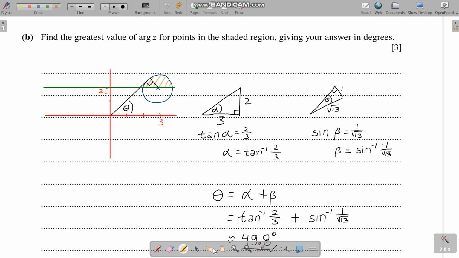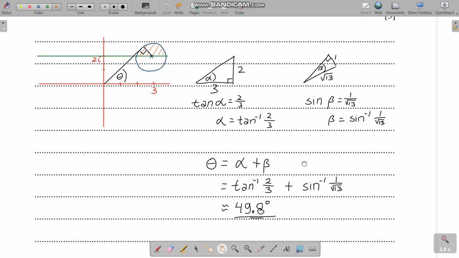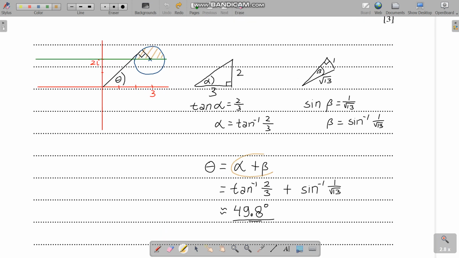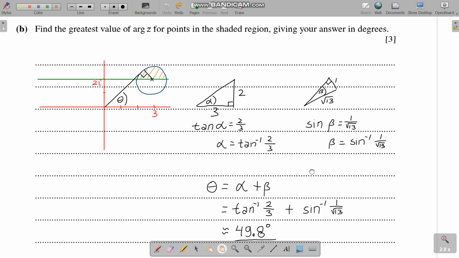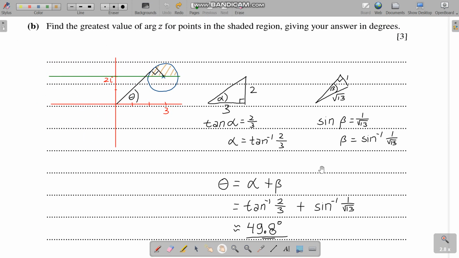To find the angle theta, the arg z, we're going to need to add alpha plus beta. So just add, use a calculator, and it says here in degrees, so use at least 1 decimal place for angle in degrees. All right, that's it.